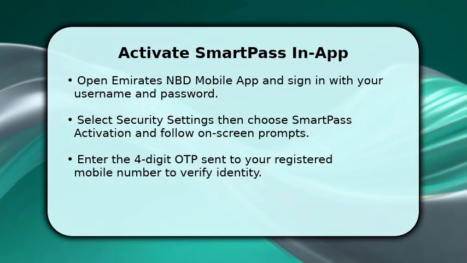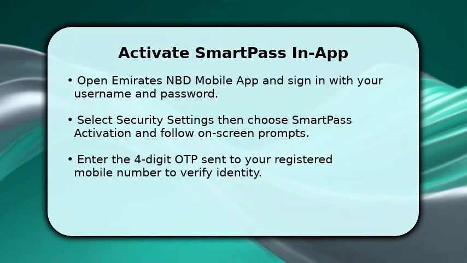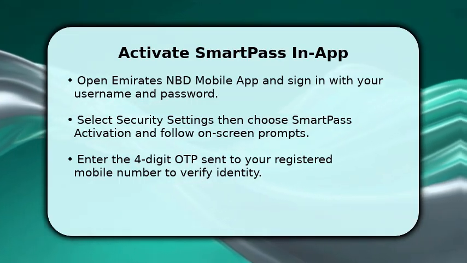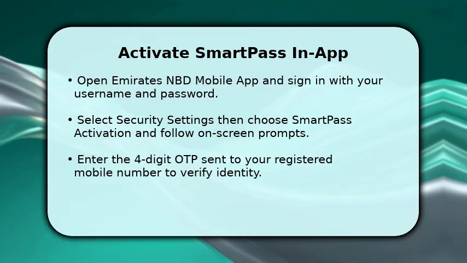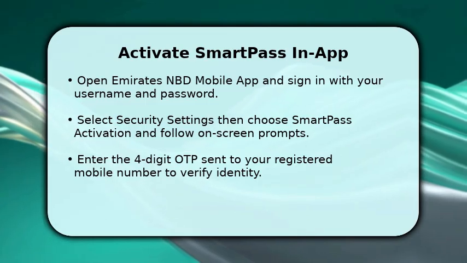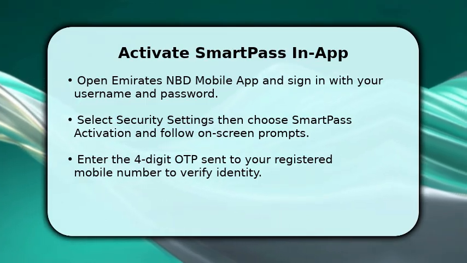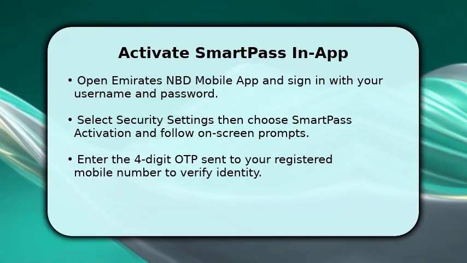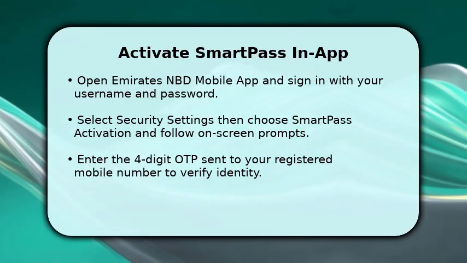Next, open the Emirates NBD mobile app and sign in with your credentials. Tap the menu, then choose Security Settings and select Smart Pass Activation. Read the short explanation about Smart Pass features and permissions before proceeding. Choose Biometric Unlock if your device supports it, or set a 4-digit Smart Pass PIN instead.